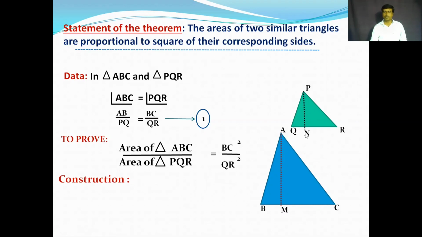Give the name to those two altitudes as M and N. That is, AM and PN are the two altitudes drawn in triangle ABC and triangle PQR to the sides BC and QR respectively. Let us explain this by taking construction as side heading. So AM perpendicular to BC, PN perpendicular to QR is drawn.